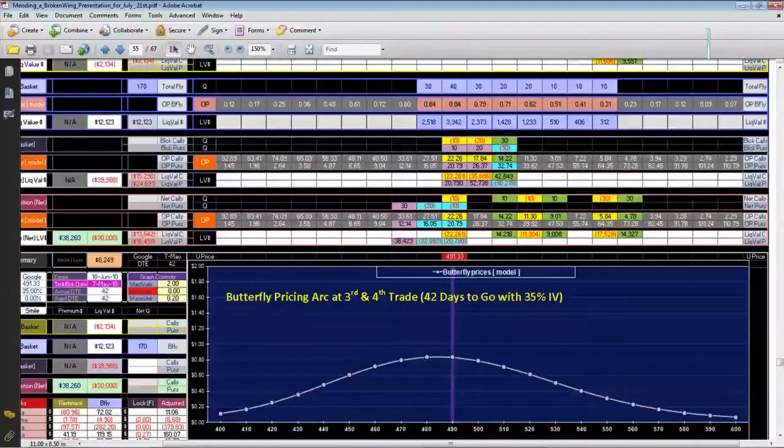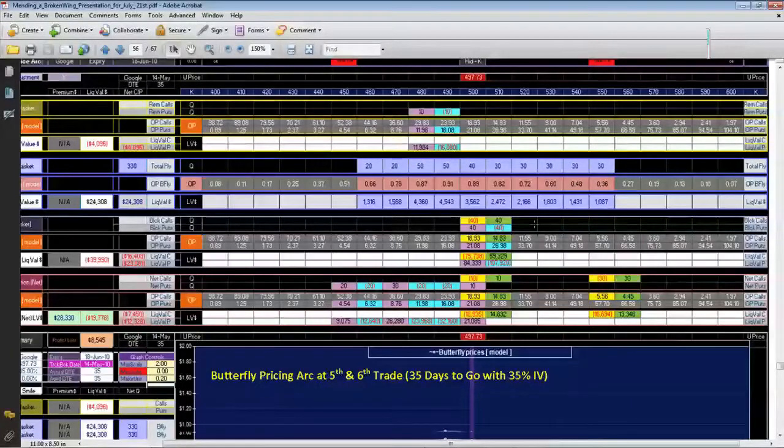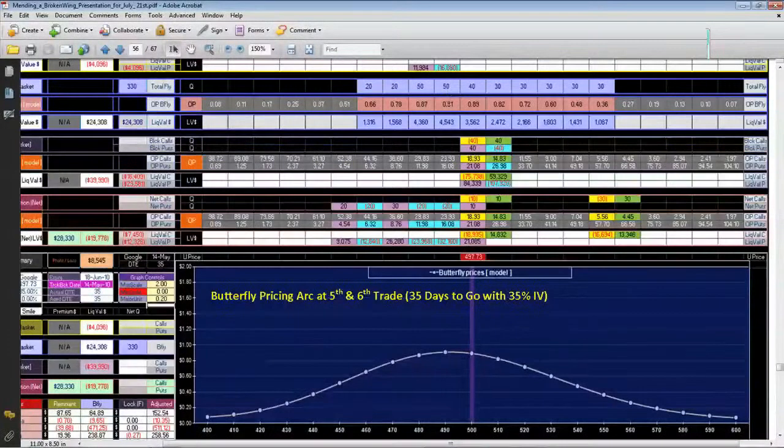Happened after the next set of trades? 5 and 6, now there's less days to go, still about 35%, and we're picking up value in the butterflies. They're back up to 91 cents, the at the money, 89 and 91 cents for the two closest to the money. You'll notice that the butterflies south of the money are a little bit more than the ones north of the money. Why is that?